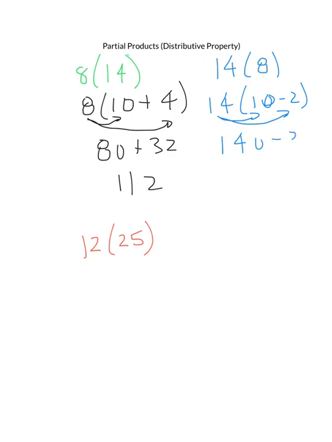14 tens is 140. 14 twos is 28. If I take 28 away from 140, let's first take 20 away. It's 120. Lose 8 more. That's also 112. Just another opportunity of how you break up numbers.